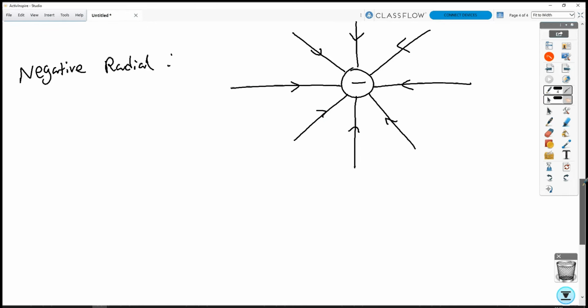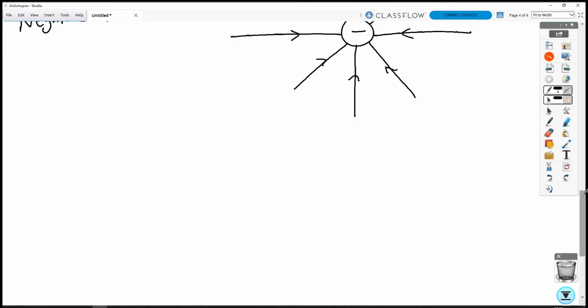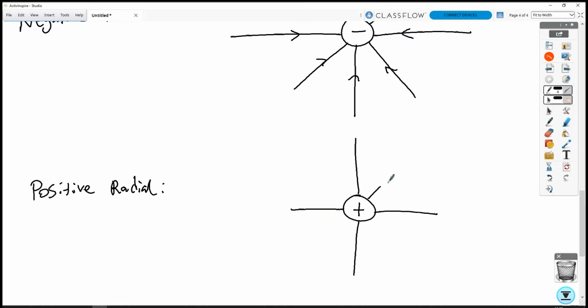And very similar to that, we'll have the positive radial. So in this case, I'll draw a positive charge. And again, we have a radial field. However, in this situation, if we were to place a positive test charge in that field, it will experience a force moving it away from that positive charge creating the field. So the arrows will be pointing away in this case.